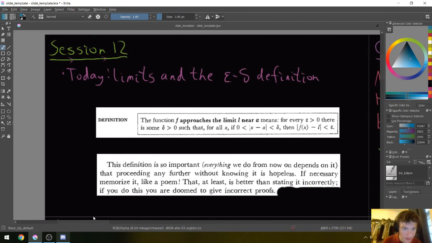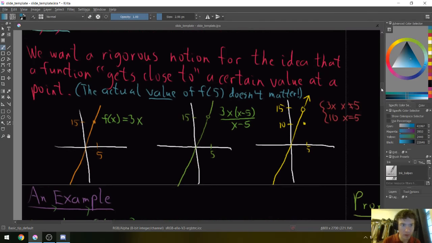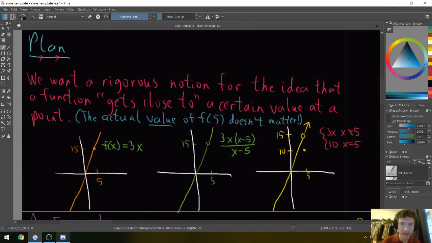let me draw the motivation again, because remember, this is all about our goal was to capture the idea that a function gets close to a particular value at a given point. And we're trying to show that if a function has that property that it gets close to a particular value, like 15 or 3a, then we can encode that behavior by saying that the output gets arbitrarily close to the target, like 15, by guaranteeing the input is arbitrarily close to the limit point, like 5.